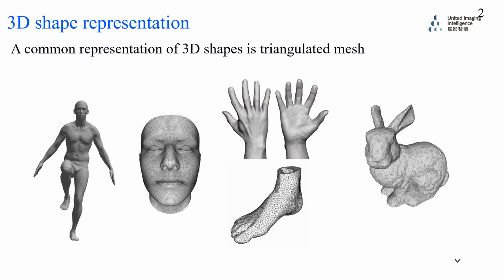3D shape representation is important in computer vision and computer graphics. A common representation of 3D shape is the triangulated mesh. Particularly, we're interested in meshes with fixed topology, for example, the human body, human face, hand, feet, and animals.